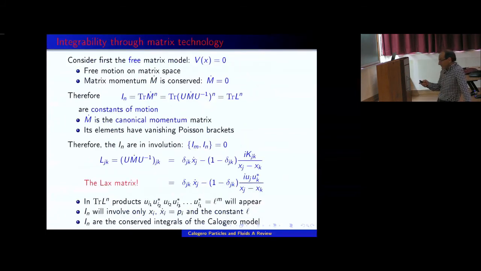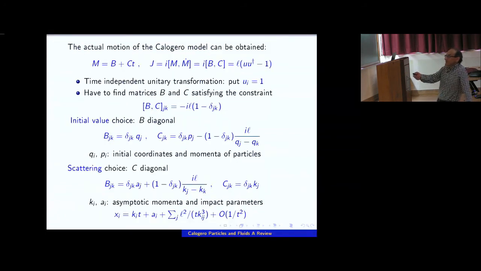So if B is diagonal, you write it as delta AK times some number Q. But then C cannot be diagonal. The diagonal elements are arbitrary, but the off-diagonal elements are fixed by this relation. And therefore, you write the solution as B plus this times time, so all this goes into the diagonal, and these multiplied by time remain in the off-diagonal.